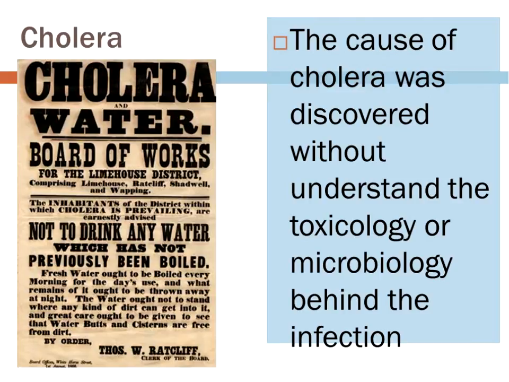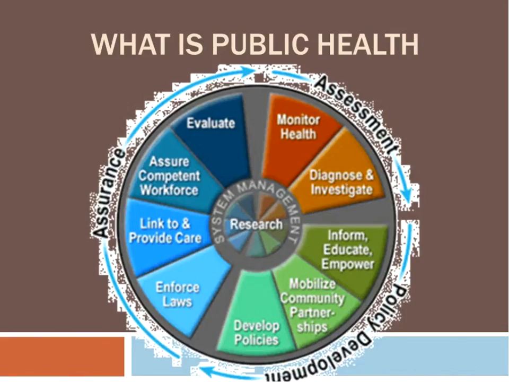So John Snow was able to find out the cause of the cholera outbreak and stop the outbreak, and he was able to discover this without using toxicological or microbiological information. And it wasn't until, I think it was the 1800s, that they really identified the microbe which causes cholera.